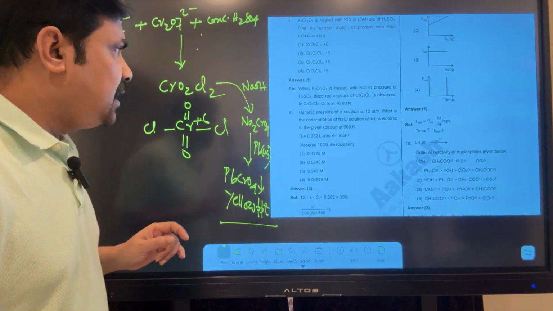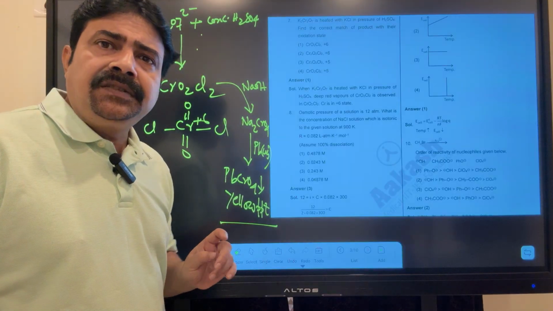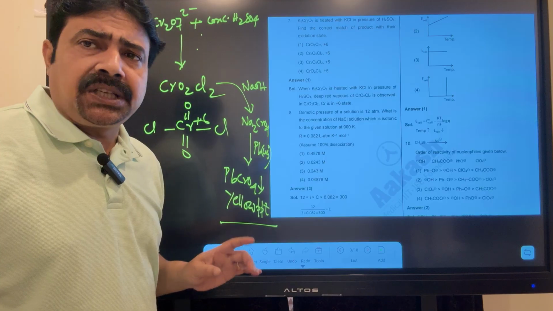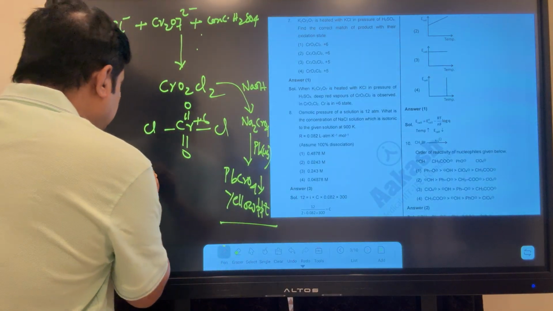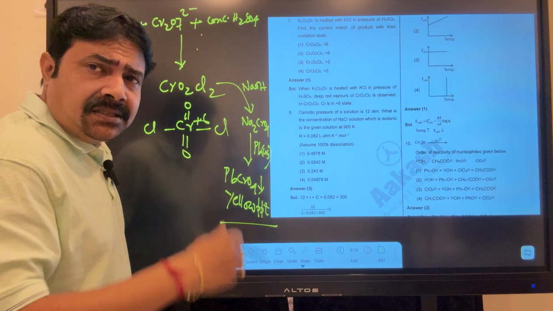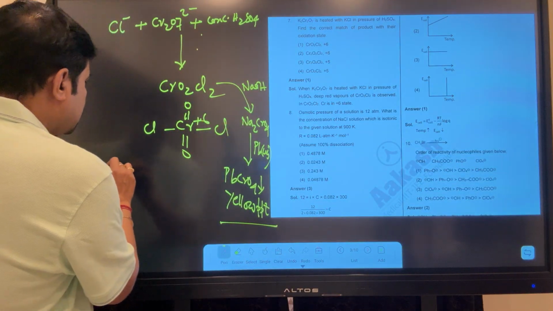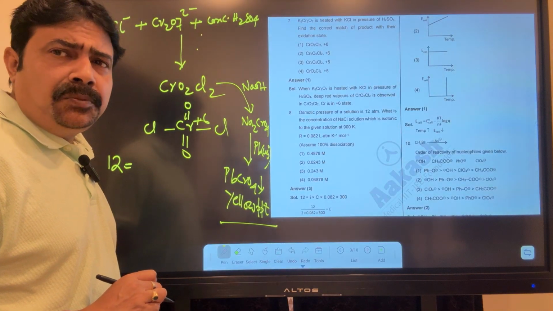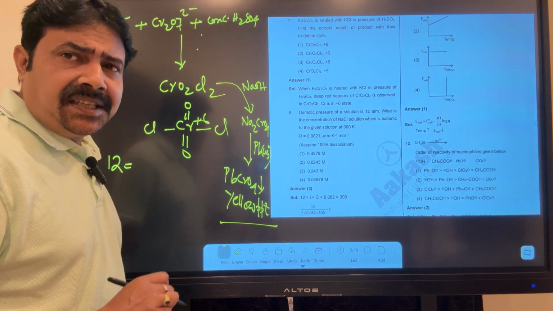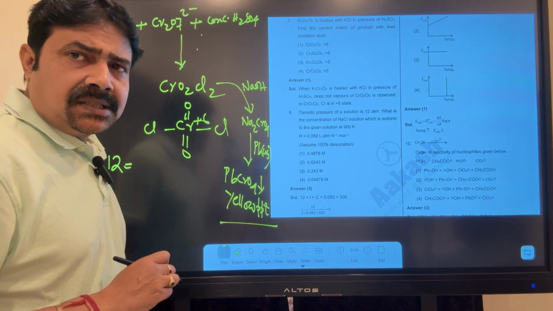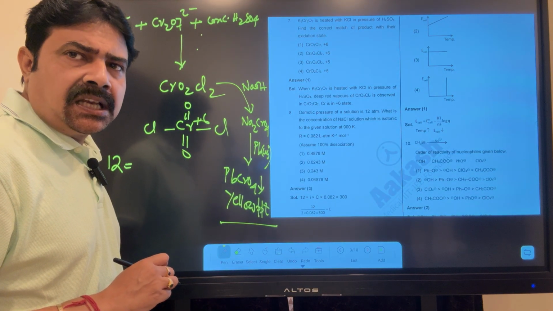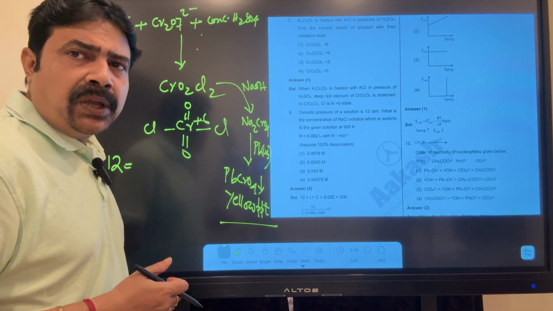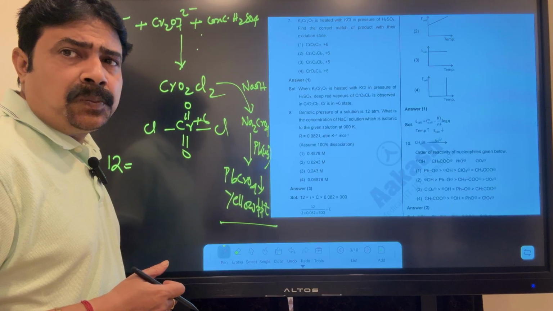So the osmotic pressure of the solution is 12 atmosphere, and it is isotonic with a NaCl solution. Isotonic means their osmotic pressure will be the same. Osmotic pressure pi equals CRTi, where C is the concentration, R is the universal gas constant, T is the temperature in the Kelvin scale, and i is the Van 't Hoff factor. For a strong electrolyte, i equals n, the number of ions produced by one molecule.